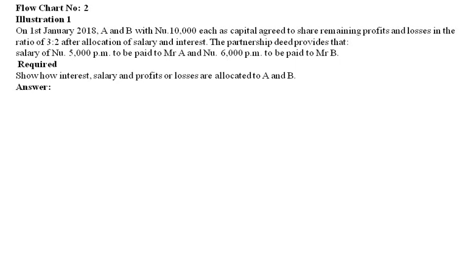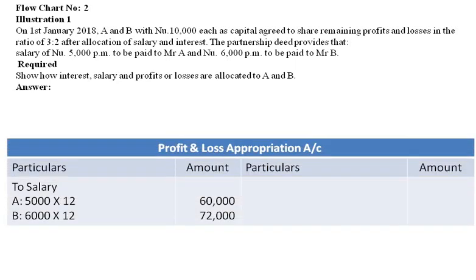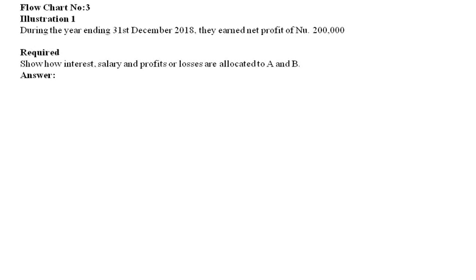Business gives salary. If business gives salary, that should be expenses in the viewpoint of the business firm, so it should be entered on debit side. To salary, 6,000 times 12. That way we are getting 72,000. Now we'll see next flow chart.